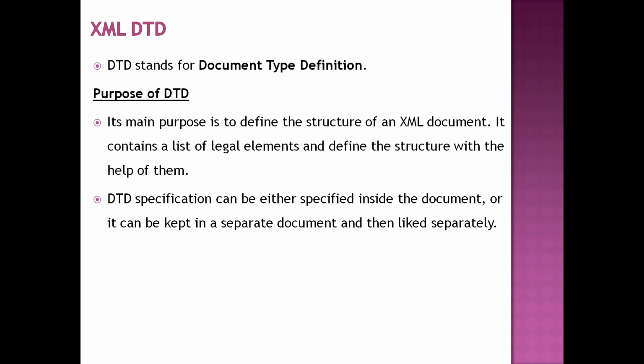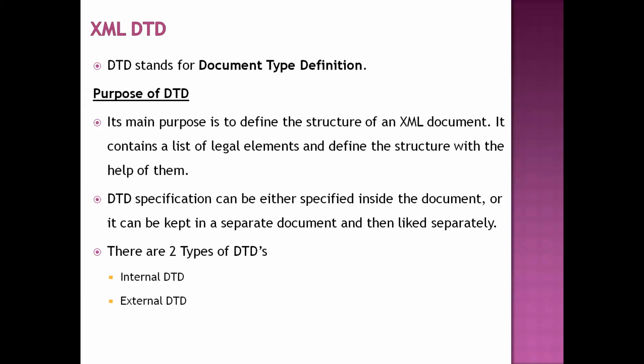This DTD specification can be written either inside the XML document, or outside the XML document. Based upon the place where you have written the DTD, DTDs are categorized into two types: internal DTD and external DTD. Internal DTD means you write the complete document type definition in the same XML document itself.